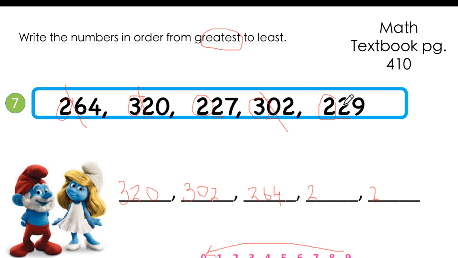But here we have a tiny problem. Here we have 2 and here we have 2. We cannot use the tens digits here. Here we will use the ones digits, 7 and 9. Which one is greater, 7 or 9? Greater means bigger. Which one is bigger, 7 or 9? 9. That one will be the next number. And the last number will be the one with 7.